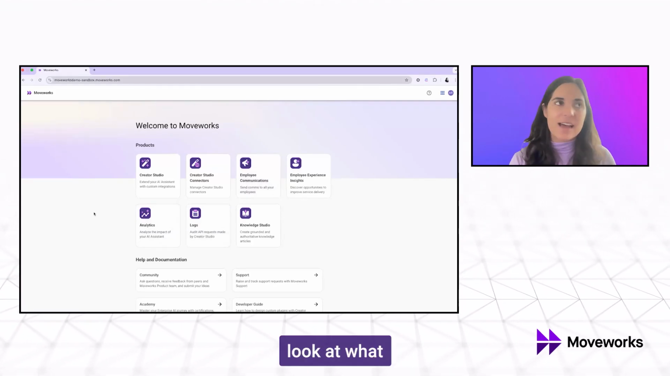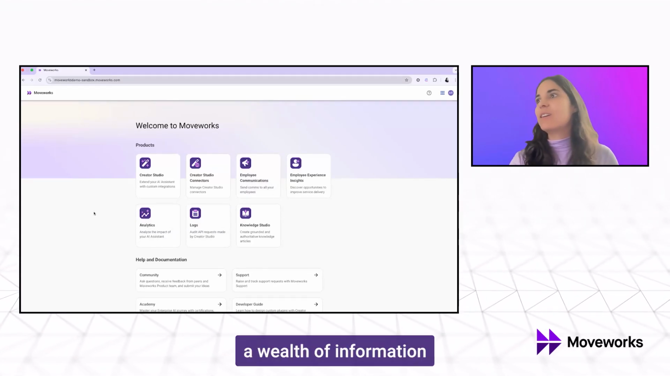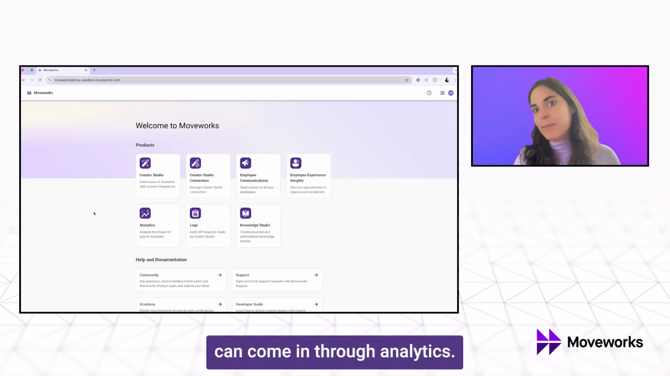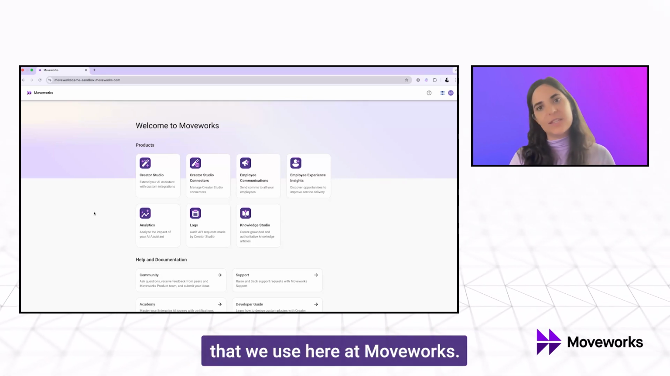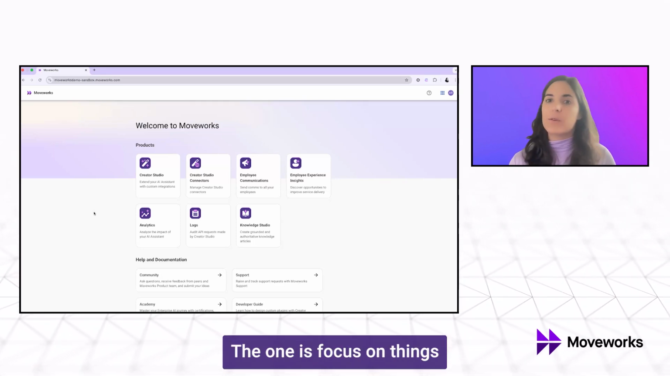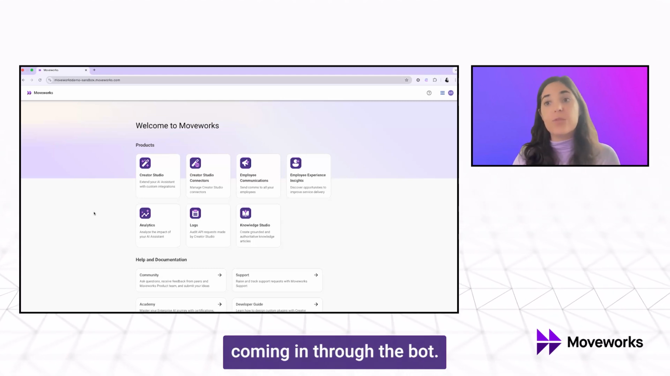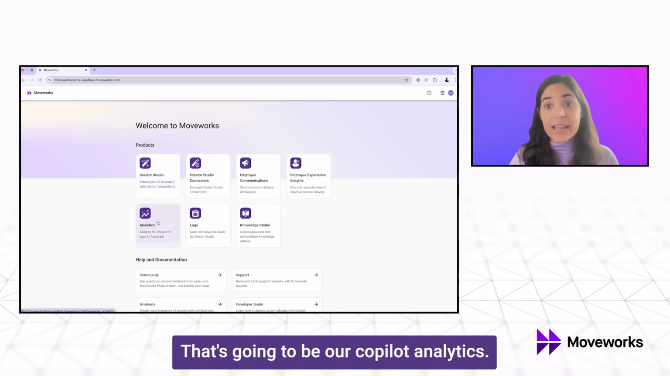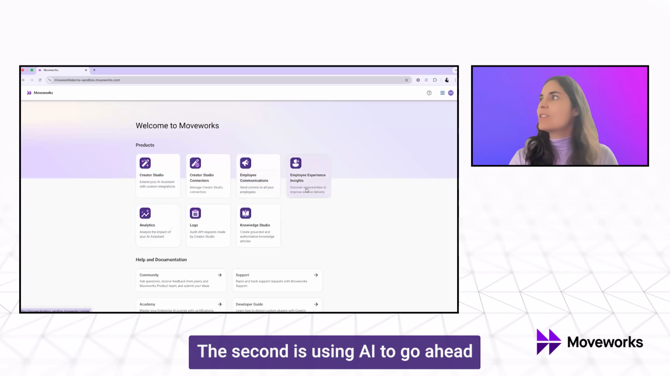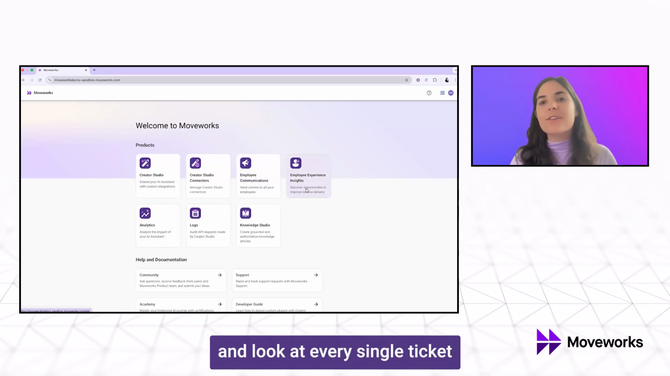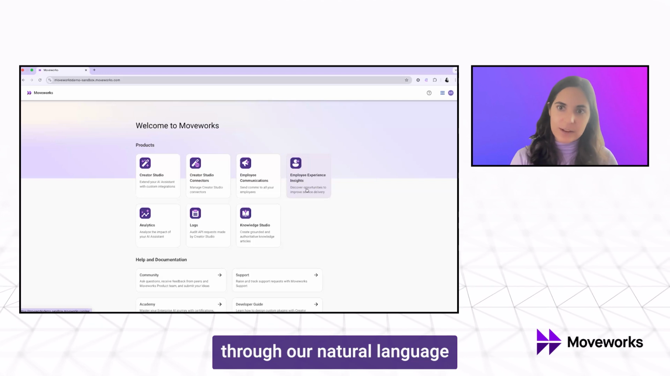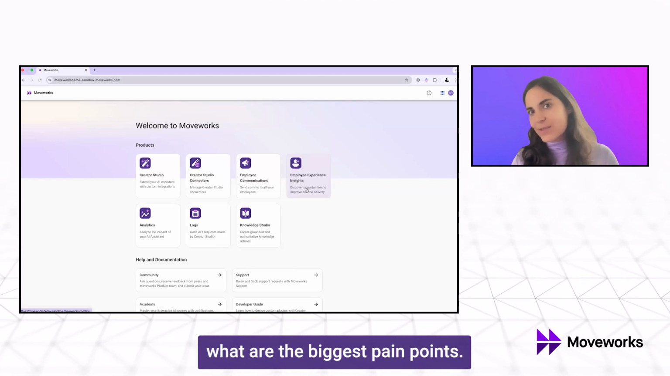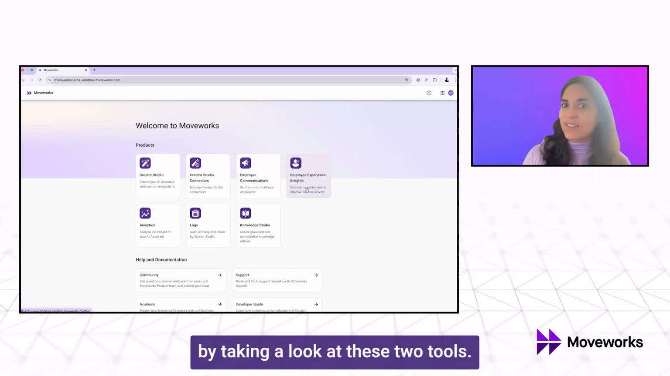When we take a look at what kinds of questions are coming in, a wealth of information can come in through analytics. We have two different analytics tools that we use here at Moveworks. The one is focused on things coming in through the bot. That's going to be our Copilot Analytics. The second is using AI to go ahead and look at every single ticket coming from an IT system, running it through our natural language understanding models to see what are the biggest pain points. So let's start by taking a look at these two tools.